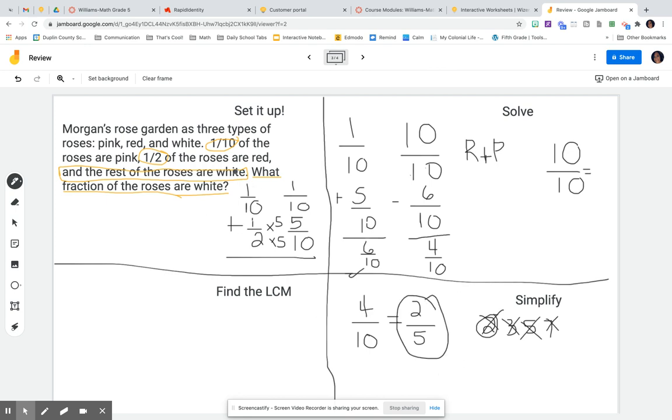So going back to make sure we answered the question correctly, what fraction of the roses are white? That was my unknown information. The answer was 2/5 of the rose garden is white roses.